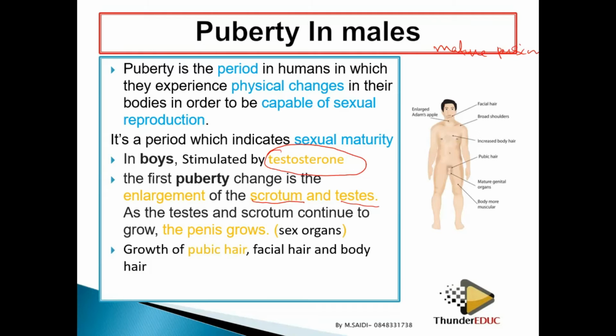So the growth of pubic hair also, this is the hair you find on your private parts, and then you find facial hair, hair under the armpits. Actually, you see that now a guy becomes hairy, like you have beards. Yes, it shows that now you are mature. Then another one is development of muscles and deepening of the voice.